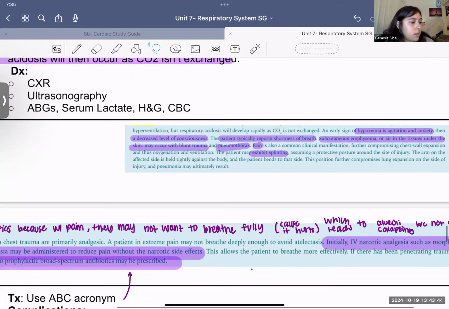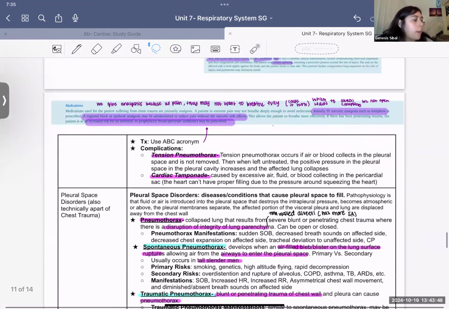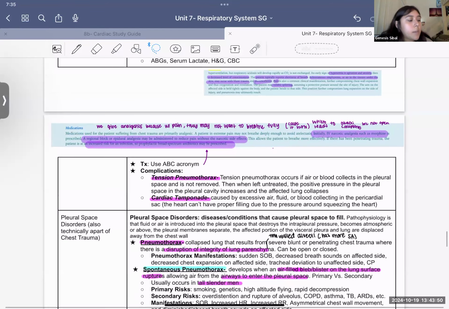Okay, so treatment, use the ABC acronym. If all of a sudden they're not able to breathe, you can probably put them on a CPAP for a second. And then if they're not able to breathe on their own, nothing's happening, you have to prepare them for intubation, right?